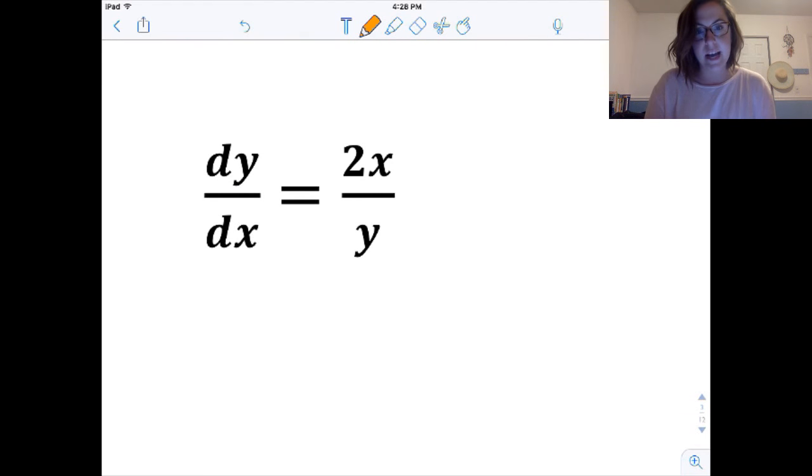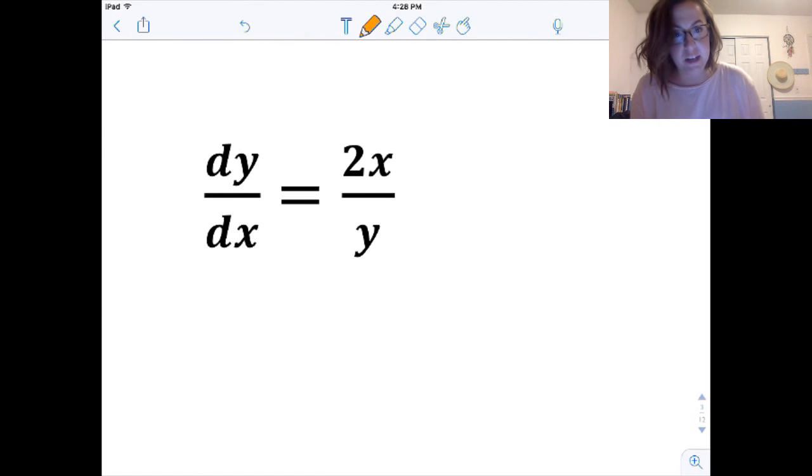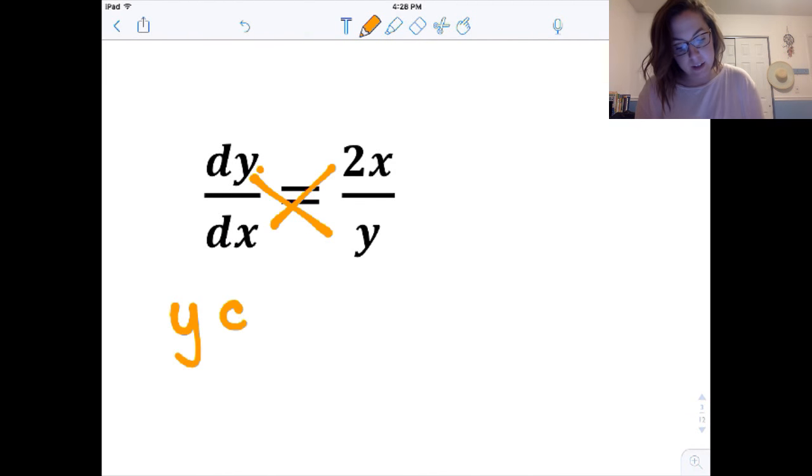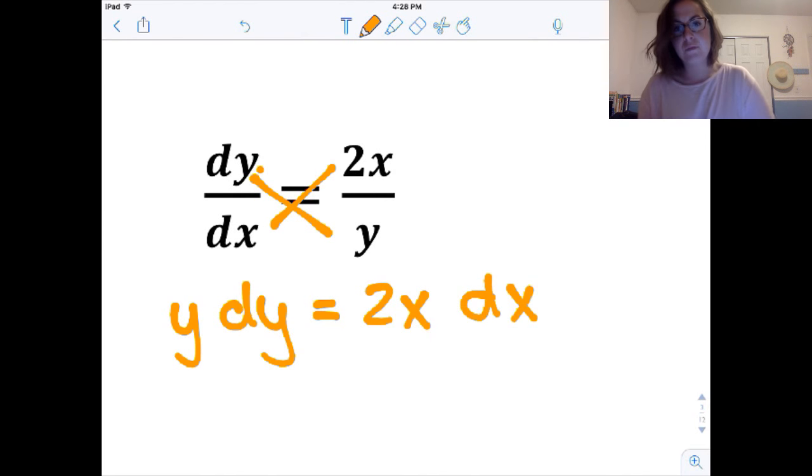So, I'm going to separate this into y's and x's. If you can, cross multiply. That's the easiest way to do this. So, if you can, I'm going to put the y's with the y's, x with the x's. So, I would have y dy is 2x dx. Again, no calculus yet, just separation.